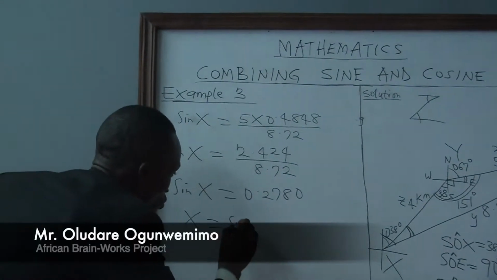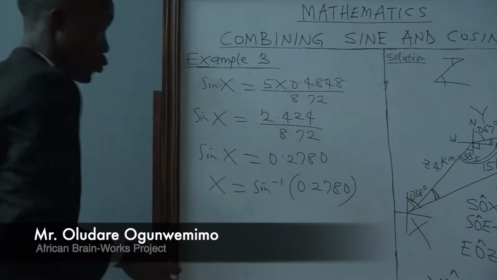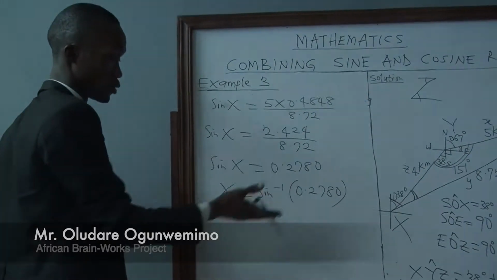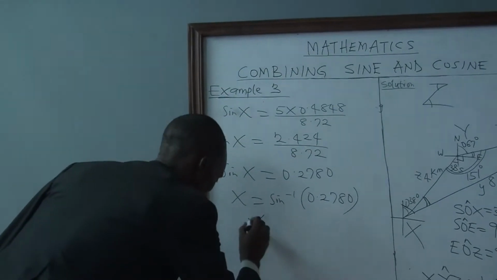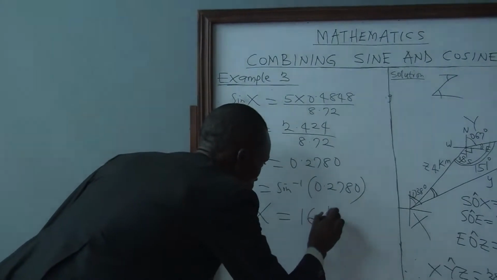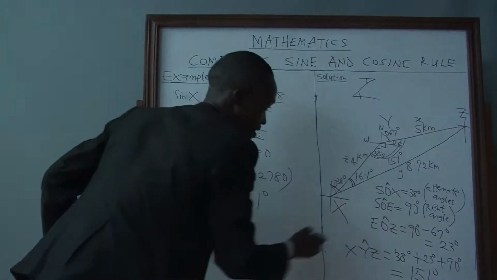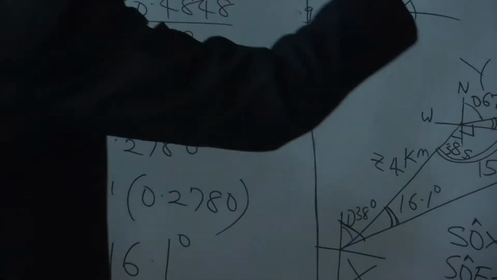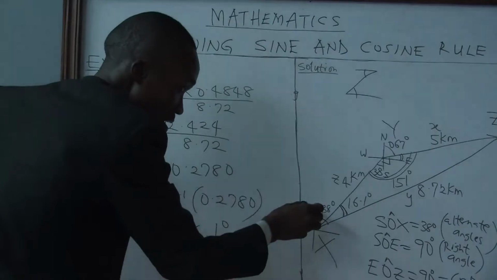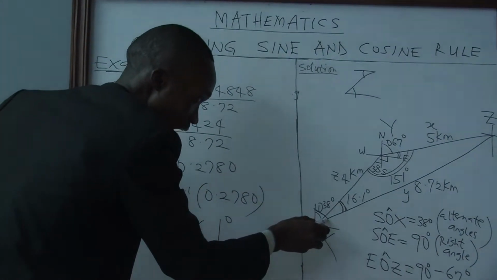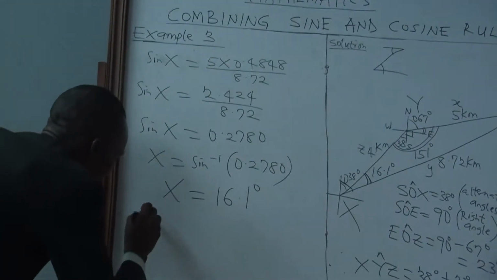We have x to be arcsine of 0.2780. We open our four-figure table of sines of angles and we check the closest value to 0.2780. If we do that, we have x to be 16.1 degrees. That is, this angle A is 16.1 degrees. But the bearing of that boat from its starting point will be the angle from A to the line that connects x to z.